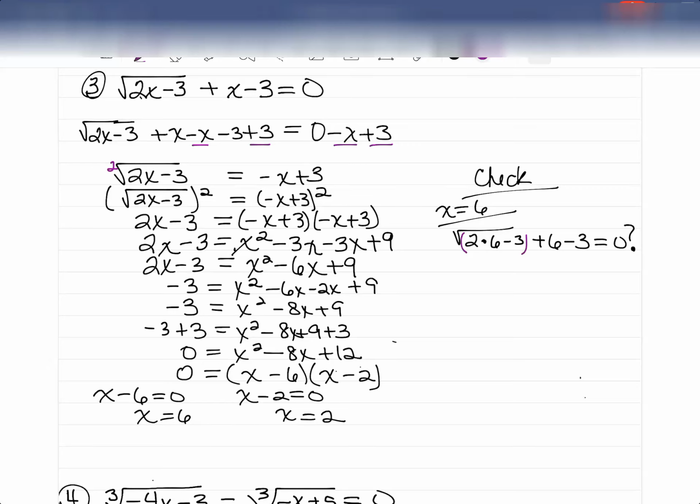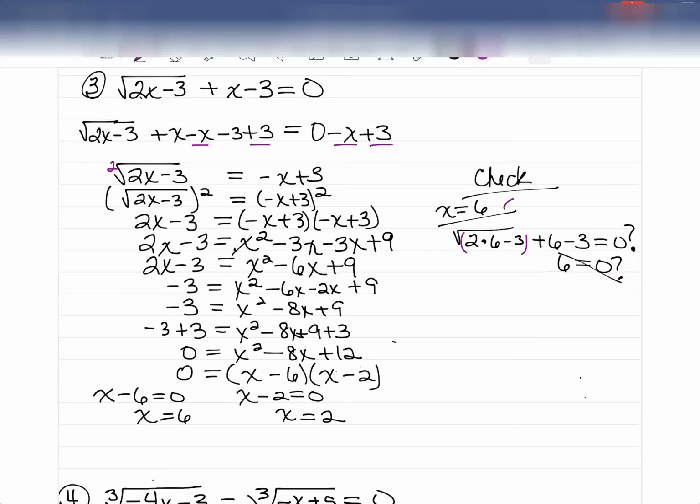And it doesn't. Now I don't have my calculator out. 2 times 6 is 12. 12 minus 3 is 9. Square root of 9 is 3. 3 plus 6 minus 3 will end up giving me a 6. And that 6 is not equal to 0. And the answer is no.